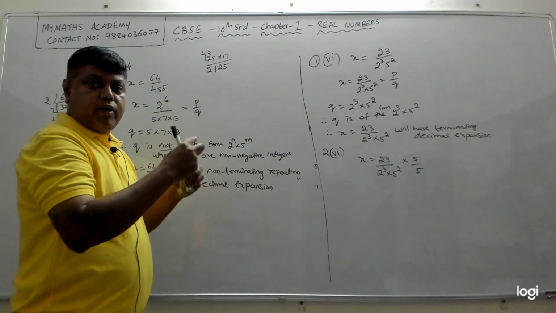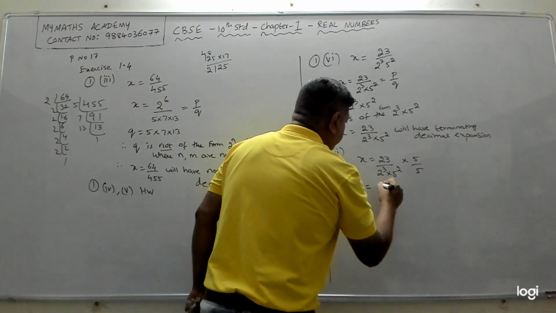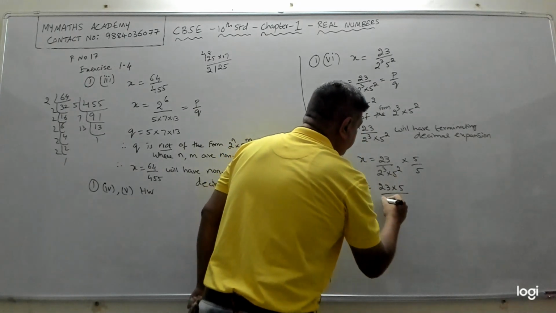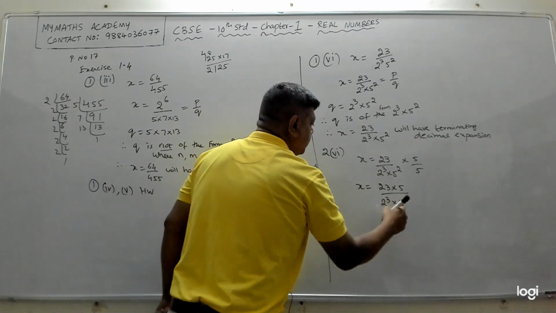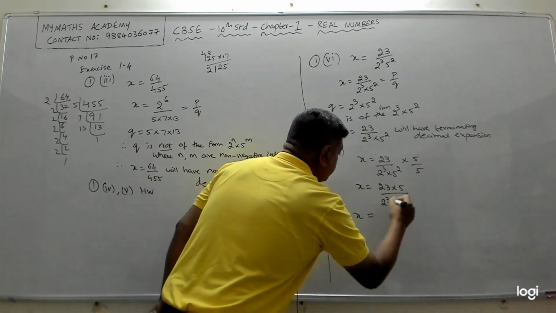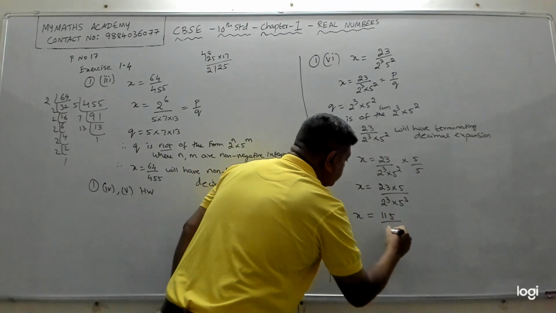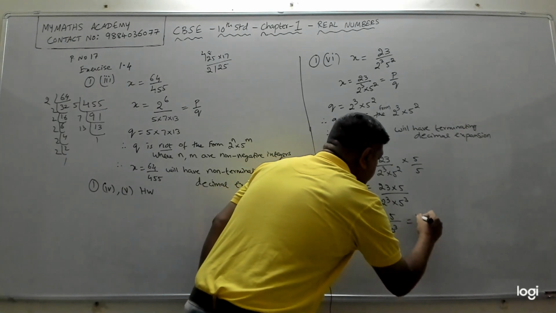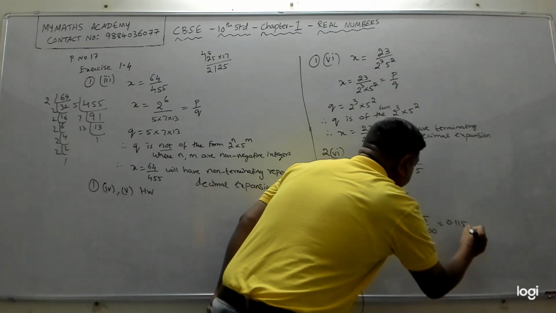So the 2 power and 5 power, both of them are the same. Which means my x will become 23 into 5 by 2 power 3 into 5 power 3, because 5 power 2 into 5 is 5 power 3. Now this will become x is equal to 23 into 5 is 115 by 2 cube into 5 cube is 10 cube. Right? So if you convert this, it will become 115 by 1000, which is 0.115.